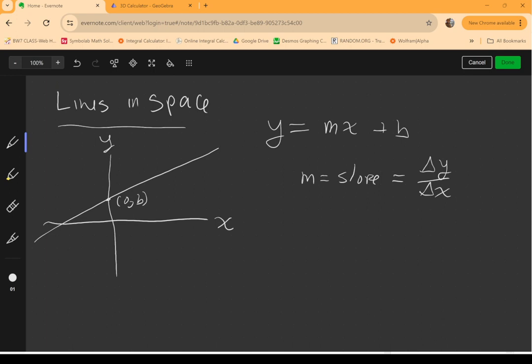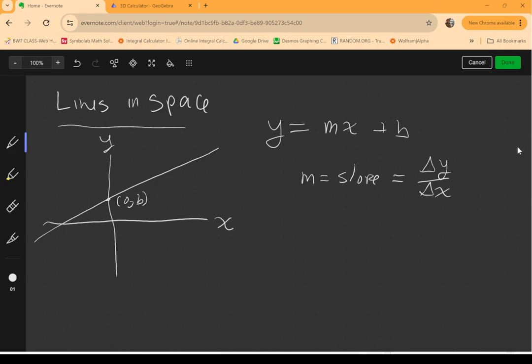Okay, so we want to take this idea of a line and transfer it, or find the equation, in three-dimensional space. Now, things work a bit differently. We call this a linear equation mainly because all our variables are to the power 1, and its resulting graph is a line.